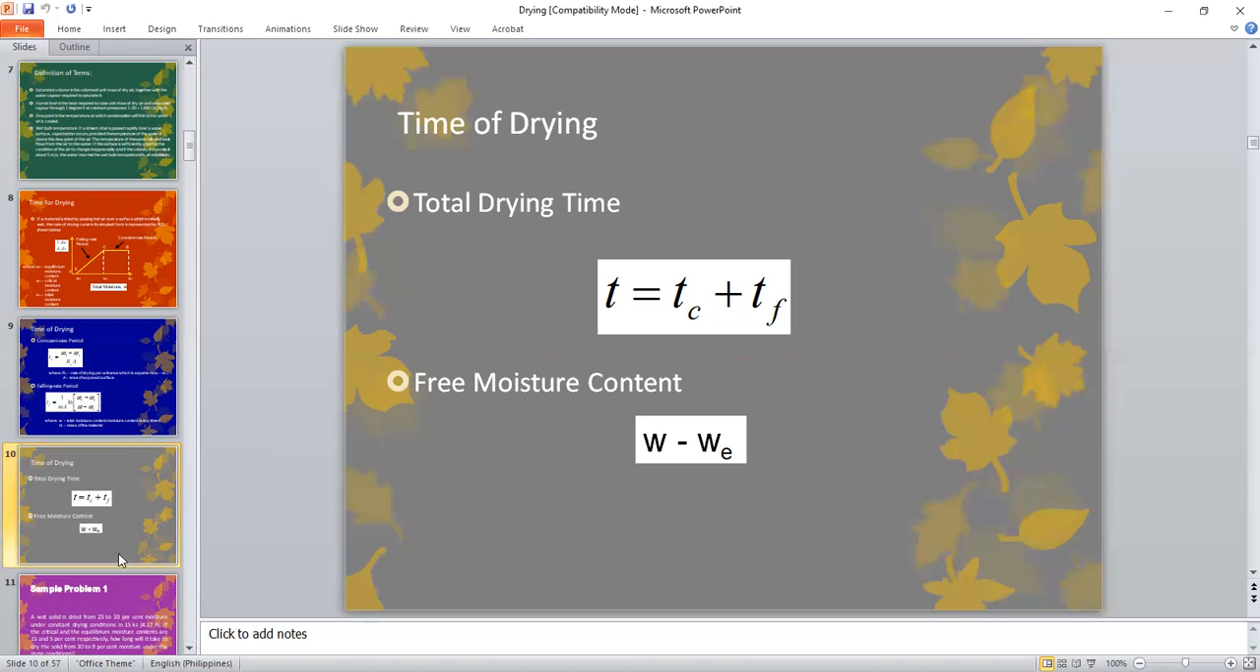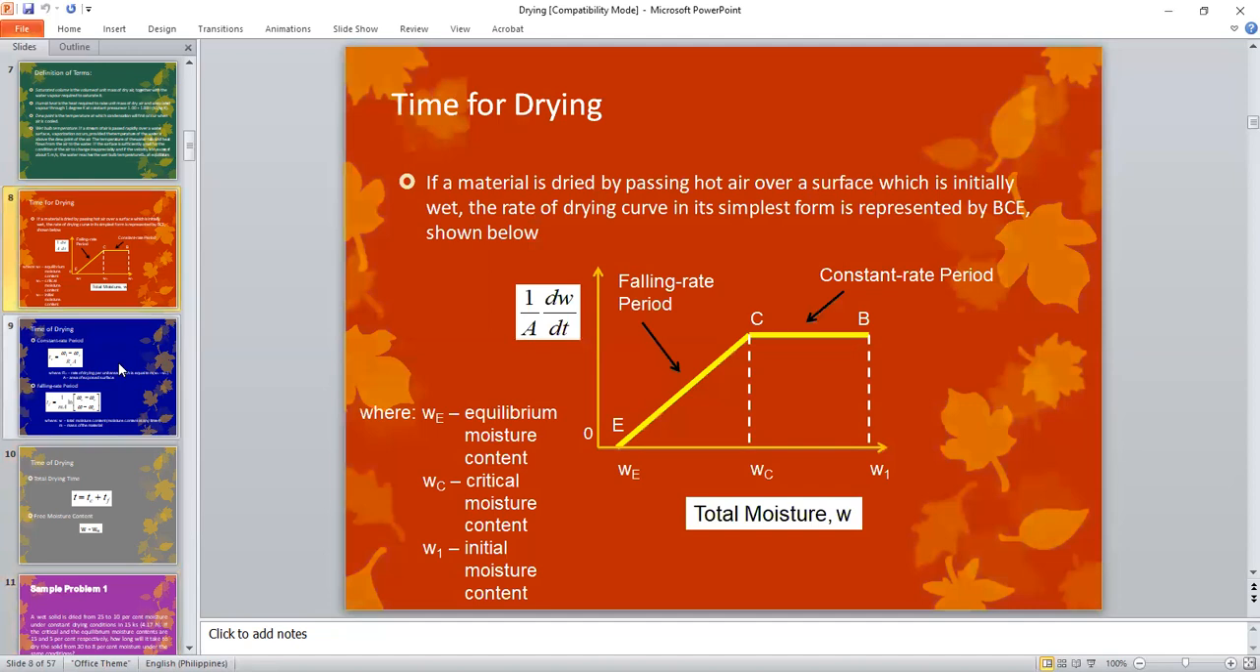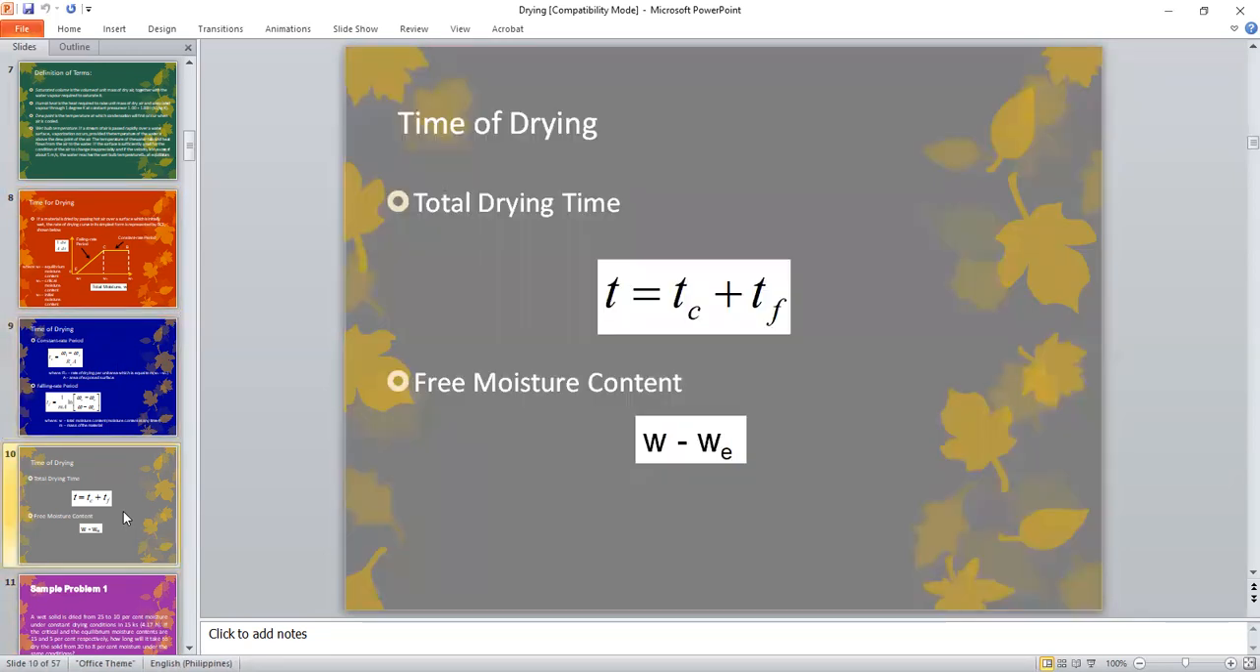Okay? So we will now solve a simple sample problem based on the last three slides that we have covered, and how the formulas that have been presented to you here should be used.